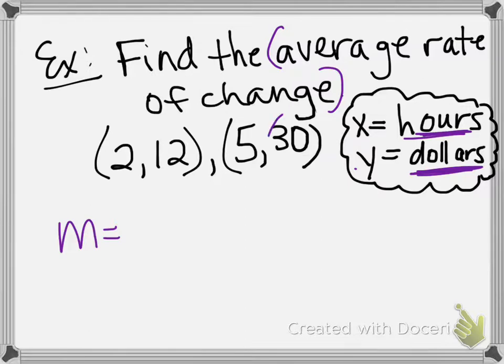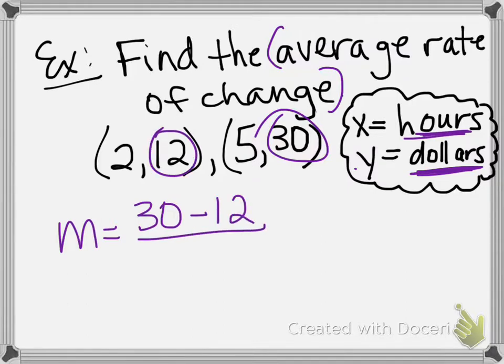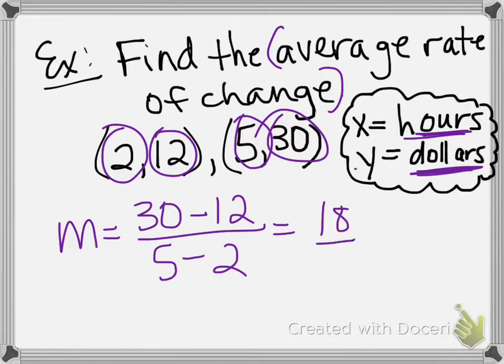So the slope, 30 minus 12 over 5 minus 2. 30 minus 12 is 18. 5 minus 2 is 3. 18 divided by 3 is 6.